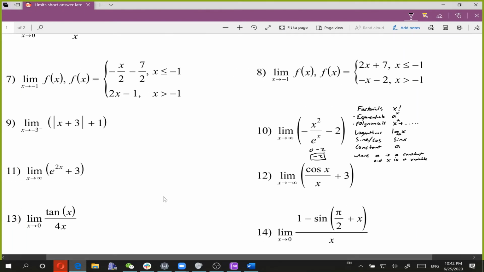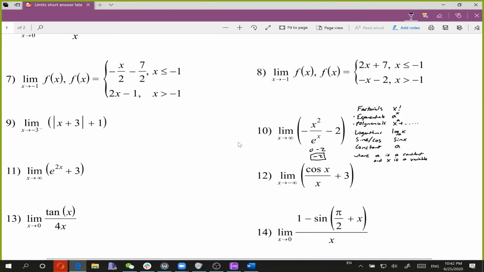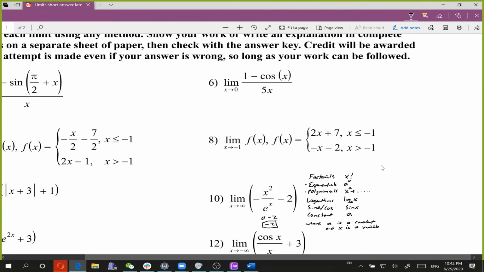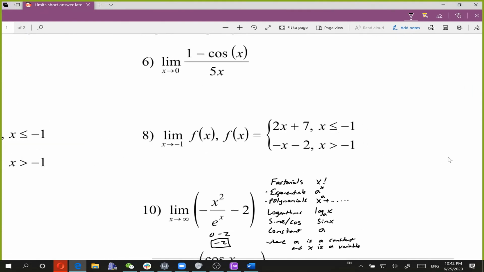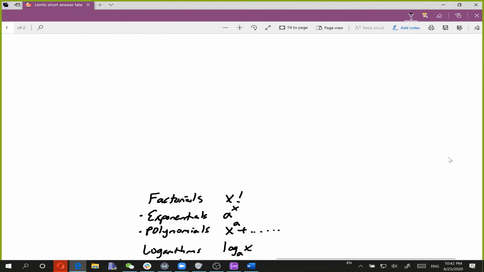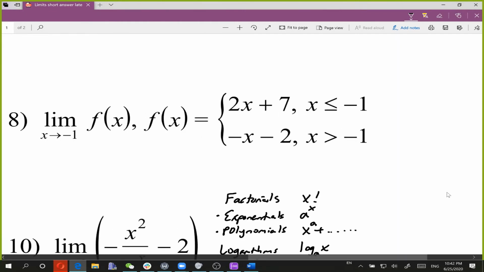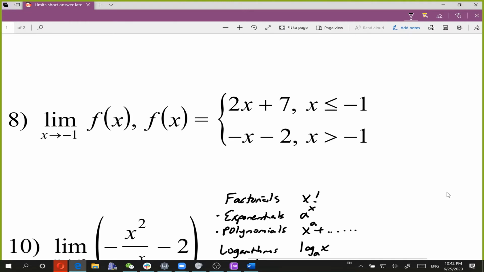Which number? Okay, so this is a piecewise function. I got a constant, but according to the answer sheet, it does not exist. Okay, so first we're getting a general limit. My limit is x approaches -1.